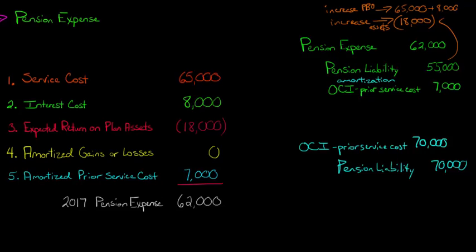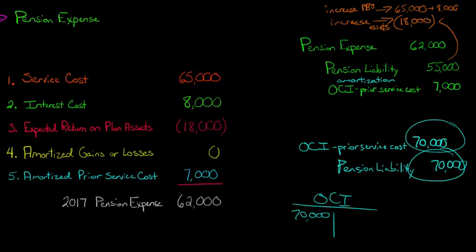And how do we amortize an account? So if we think of OCI for prior service cost, if we think of a T account for OCI, we debit it initially when we grant that $70,000, right? Because we're crediting a liability, so we're debiting this OCI. Well, now to get this OCI ultimately to zero, we're going to amortize it over the remaining service period of the employees.